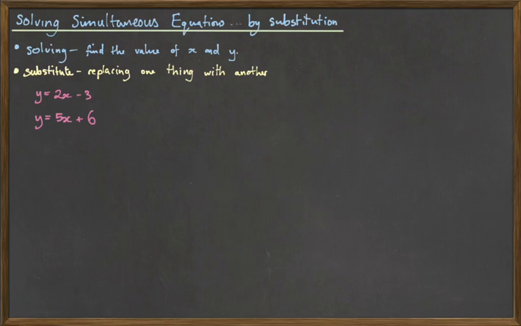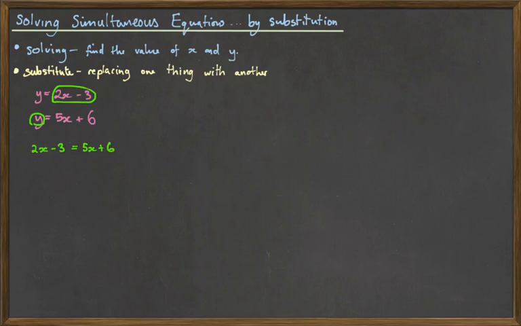So these are in a slightly different form to the previous one. They're still equations, they're still linear, they don't have any powers. So what we can do, we can say, well, we've got y is equal to 5x plus 6, but y is also equal to 2x minus 3. So we can replace y in equation 2 by 2x minus 3. So we can say that 2x minus 3 is then equal to 5x plus 6.